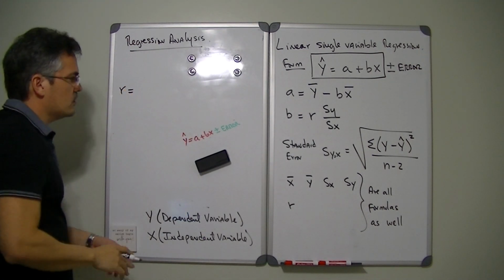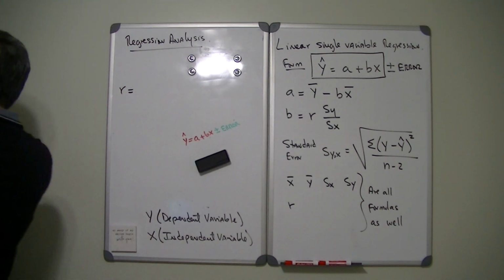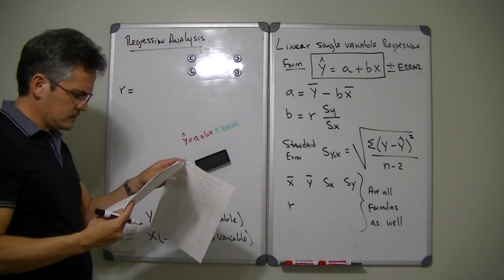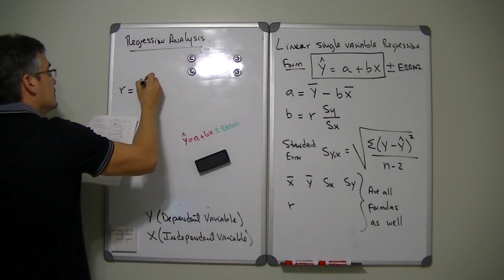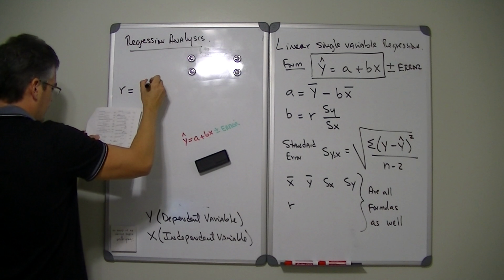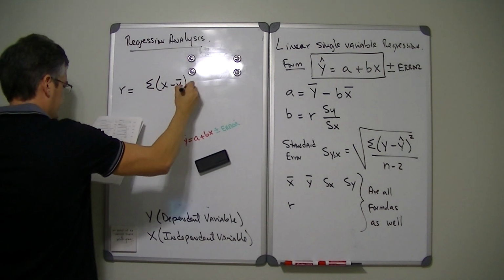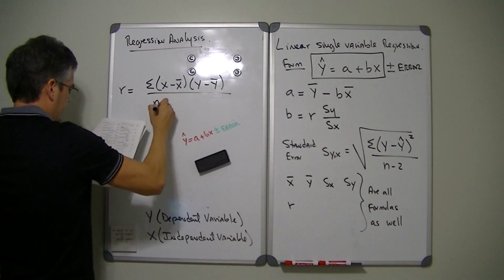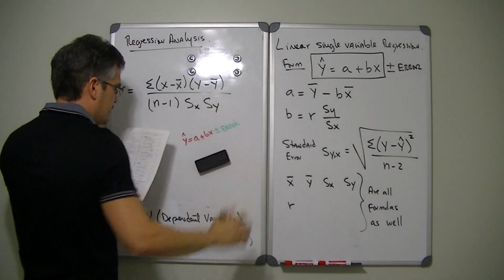Now the coefficient of correlation basically tells you how related two variables are. Here we can find the formula for the correlation coefficient. This is basically the summation of (x minus x bar)(y minus y bar), all of that divided by n minus 1, and then the standard deviation of x and the standard deviation of y.